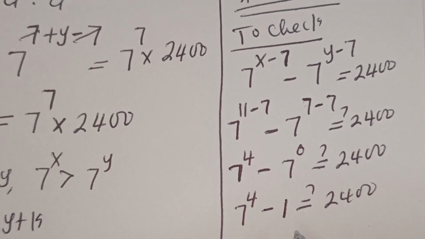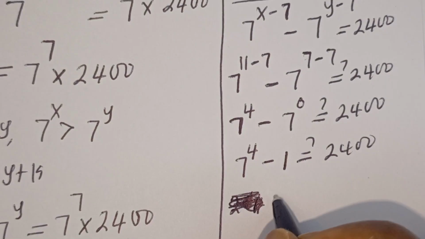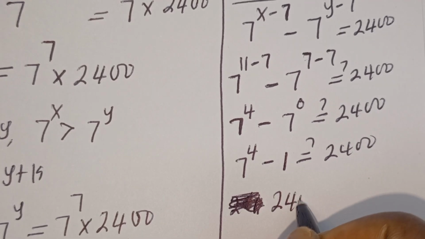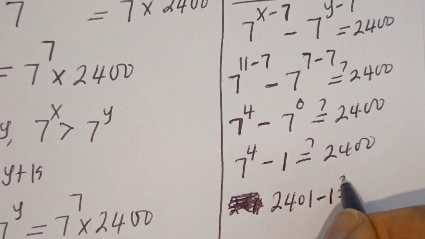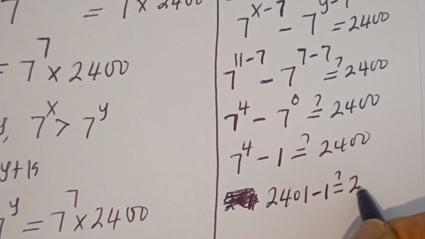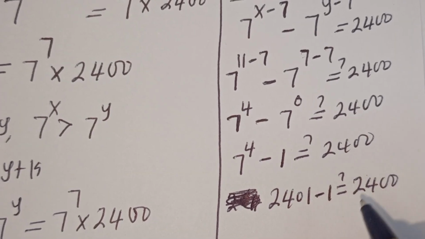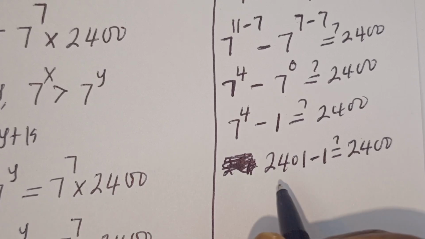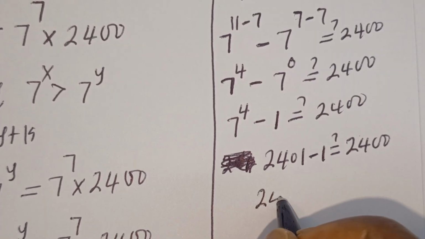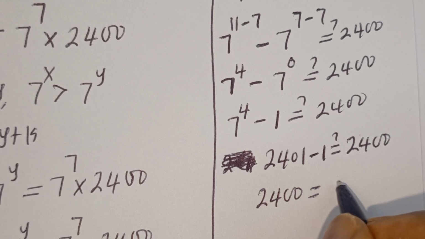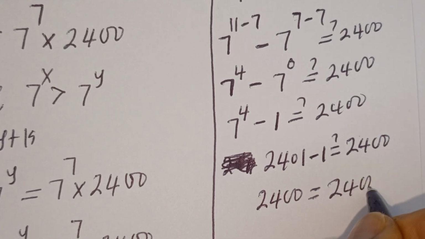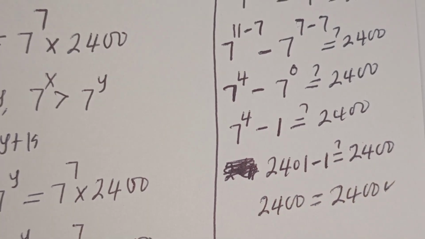Now 7 to the power of 4 is 2401 minus 1 must be equal to 2400. Therefore, 2401 minus 1, that is 2400, is equal to the right hand side, 2400, which is true.